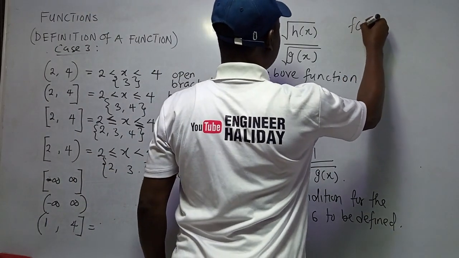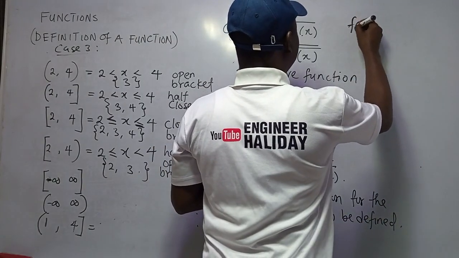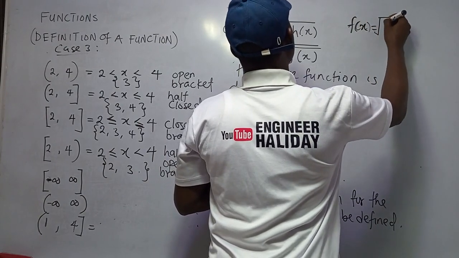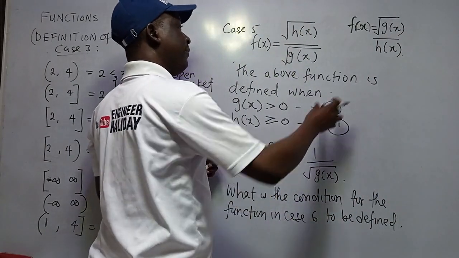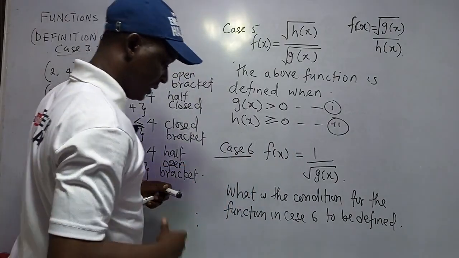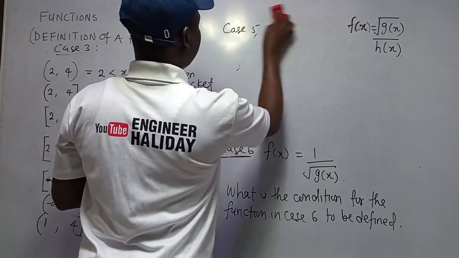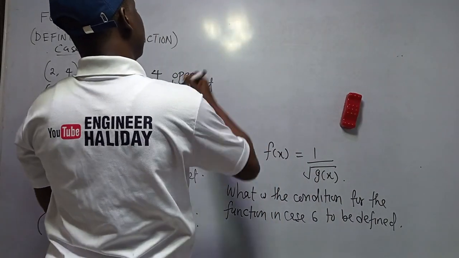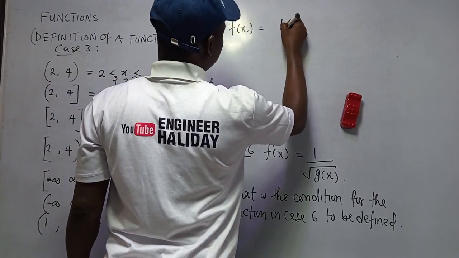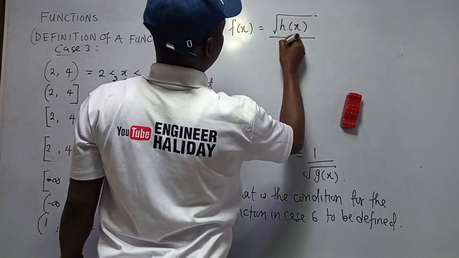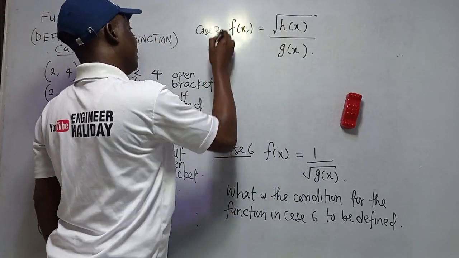If I give you f of x, for instance, I want to test you. Check this one out for me. We have the square root of g of x and h of x. Let me write it here. I give you f of x equal to what? Square root of what? Let me put h of x. Then we have g of x. Class, let me call this one case 7. And you do it for me.